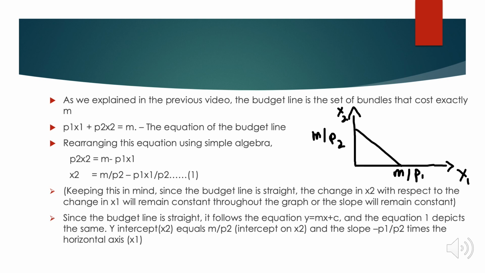Since it is straight, it follows the general equation y is equal to mx plus c, and equation 1 depicts the same. Here, the y-axis, that is x2, equals m by P2, which is the intercept on x2, and the slope is minus P1 by P2 times the horizontal axis, which is x1. I'll explain on the coming slides how the slope of the budget line became equivalent to minus P1 by P2.